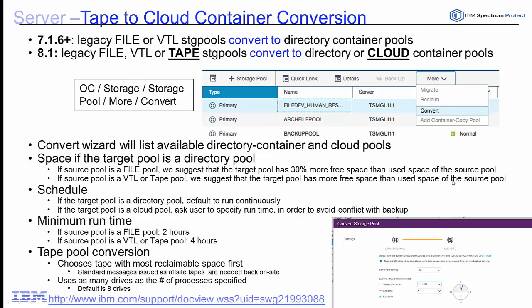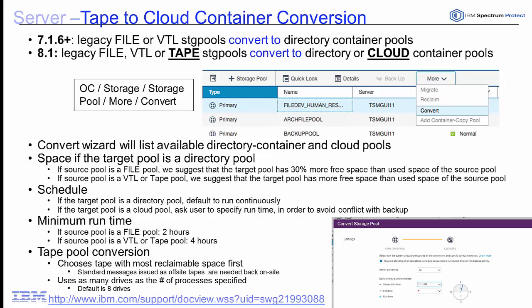This additional space is just used during the conversion, and in the end you should actually see less space being utilized, because when you convert to the cloud or directory container pools, you will inherit that inline dedupe that is part of our container pools. When you go through this wizard, you can set up a schedule, because this conversion process might run more than one day. If the target pool is a directory pool, then you could schedule that conversion to run continuously, because there's probably very little conflict.